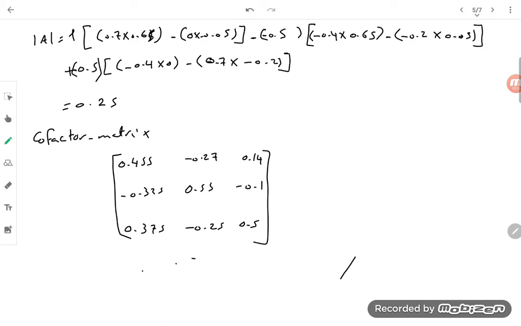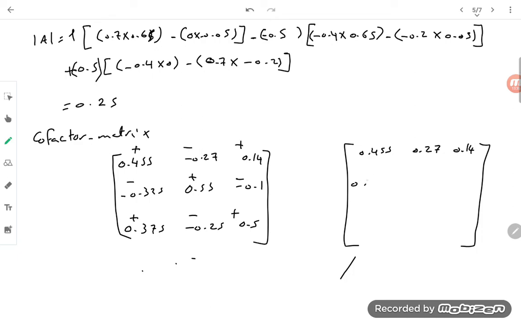Then we are going to apply the sign rule: positive, negative, positive, negative, positive, negative, positive. So it will be 0.455, 0.27, 0.14, 0.321, 0.55, 0.1, 0.375, 0.25, 0.5.